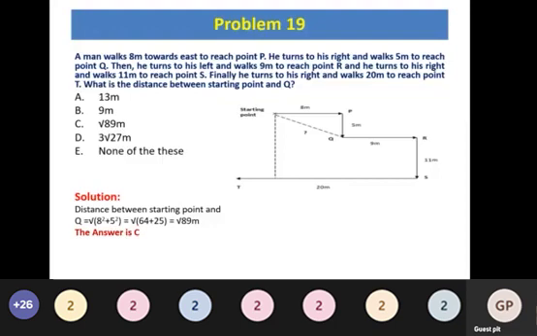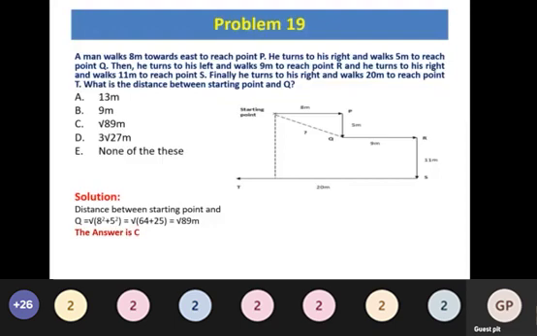So the distance between the starting point and Q is known as the hypotenuse. So you have to take the square root of 8 squared plus 5 squared. So that is equal to the square root of 64 plus 25, which is equal to root of 89 meters. The answer is C. So root of 89 meters is the correct answer.